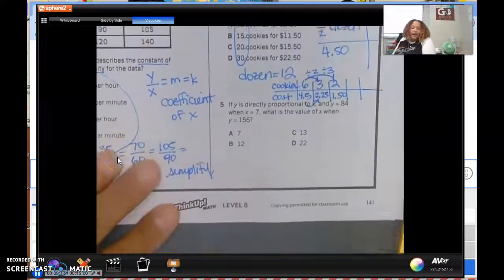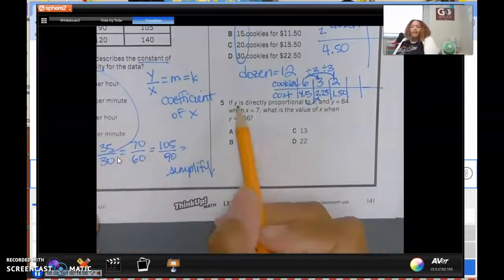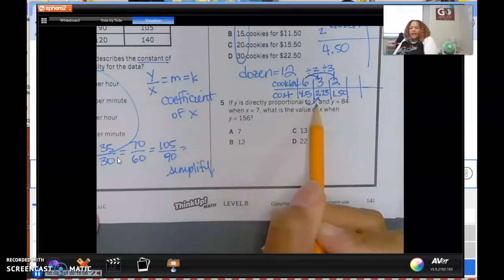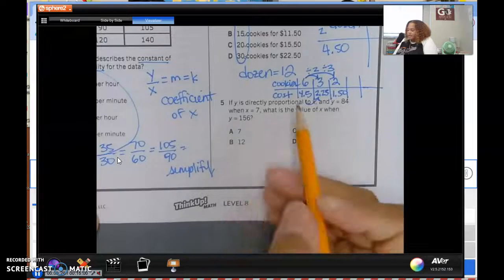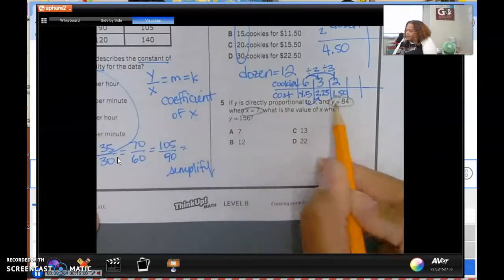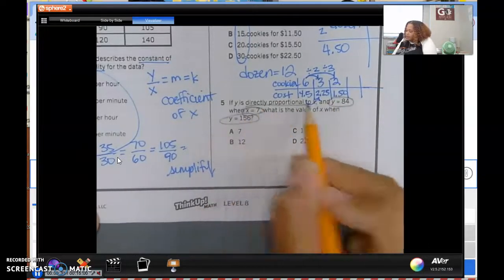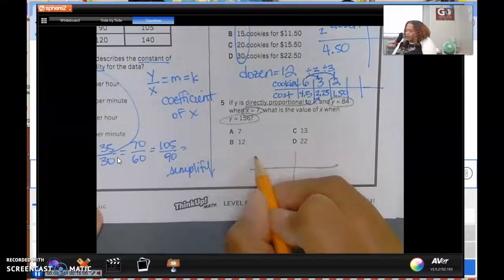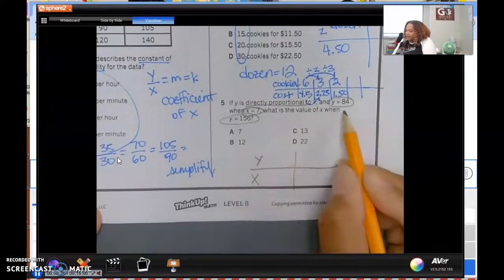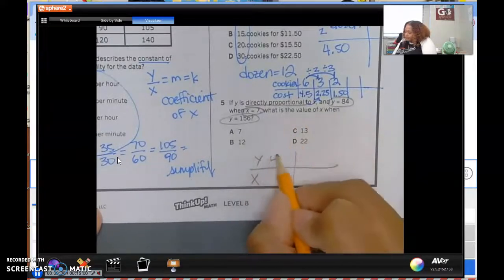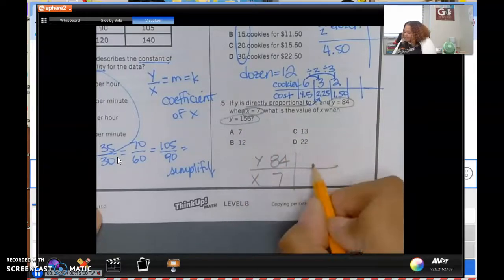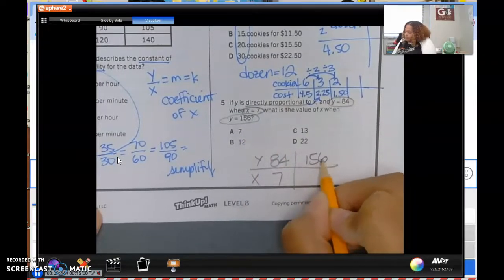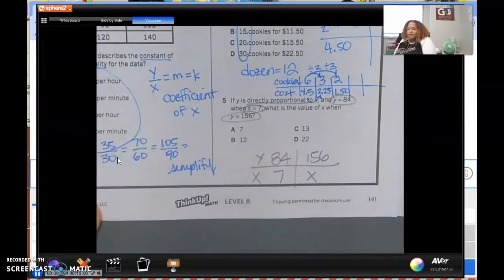All right, number 5. If y is directly proportional to x and y is 84 when x is 7, what's the value of x when y is 156? This is important. Directly proportional, make a proportion. Y over x. They give me 84 over 7. And they give me 156. They don't give me another x.